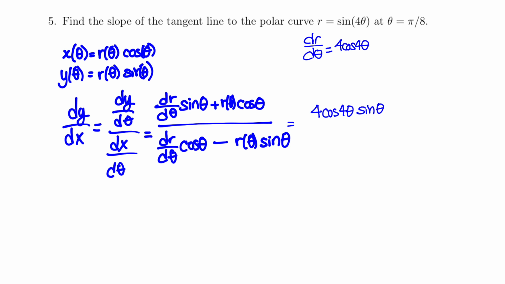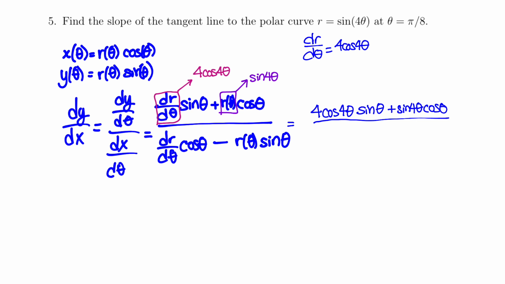Sine of theta is just sine of theta. r is just sine of 4 theta. So all I'm doing now is replacing. dr/d theta gets replaced with what it is, 4 cosine 4 theta. r gets replaced with what it is, sine of 4 theta. And so that gives me the following: 4 cosine 4 theta sine theta plus sine 4 theta cosine theta, all over 4 cosine 4 theta times cosine of theta minus sine of 4 theta times sine theta.